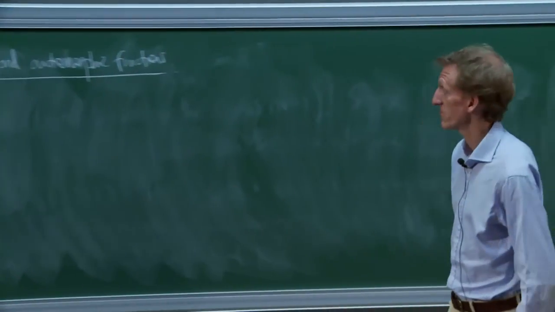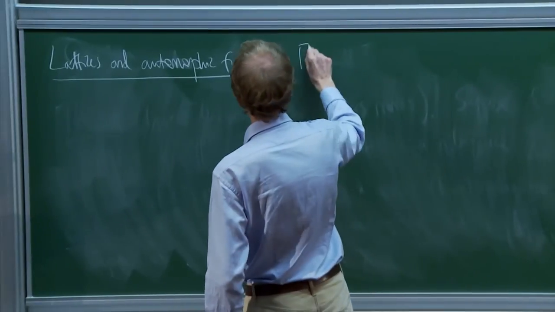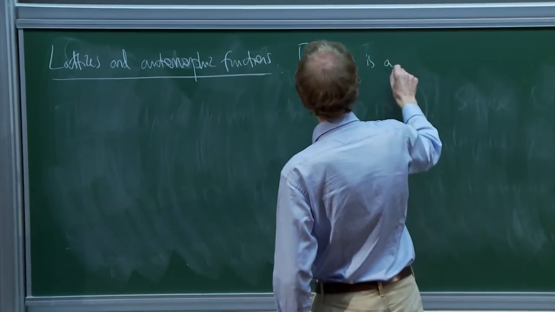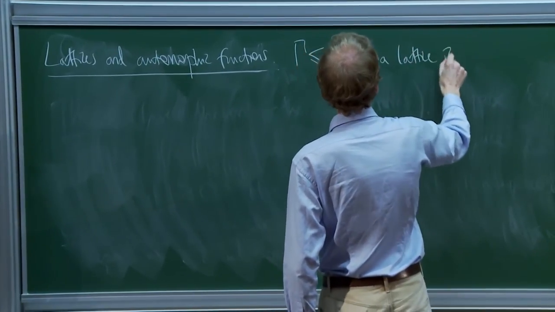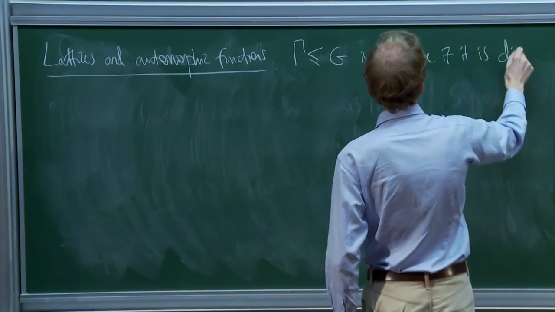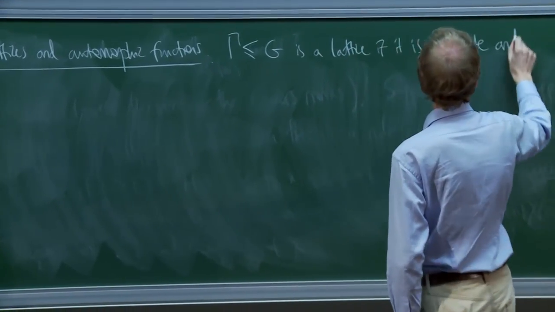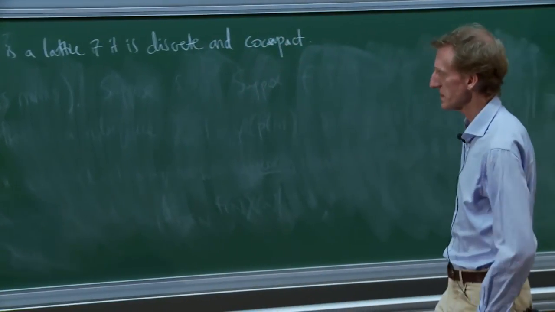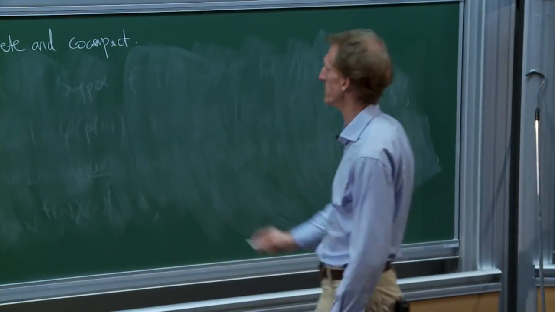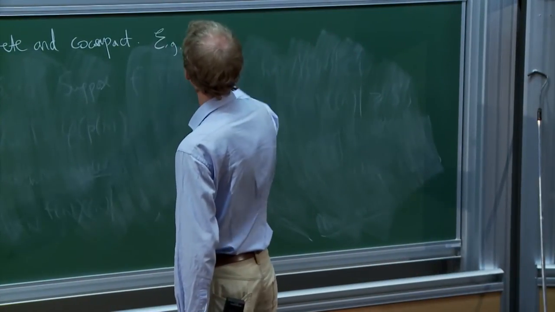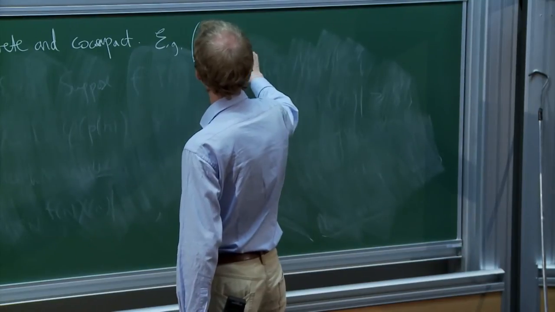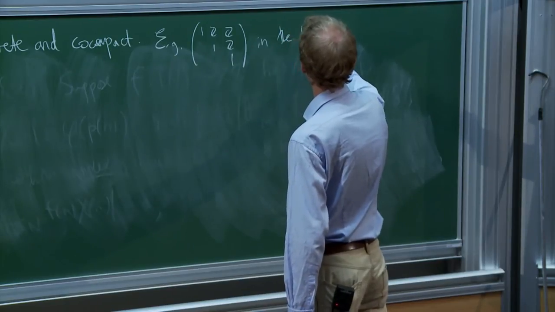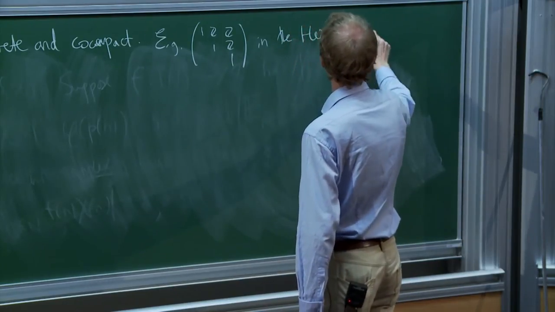So a lattice is just a discrete and co-compact subgroup. So gamma less than or equal to G is a lattice if it is discrete and co-compact. So we've seen already an example in the Heisenberg group, e.g. the integer points Z, Z, Z in the Heisenberg group.